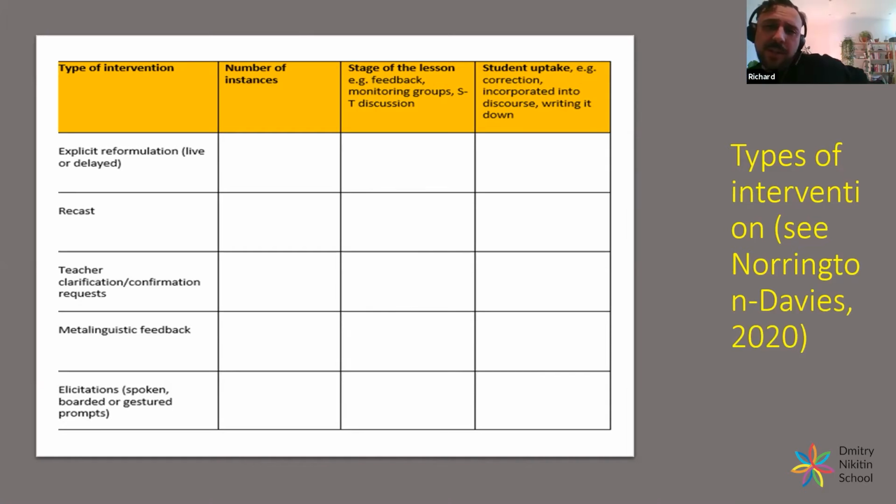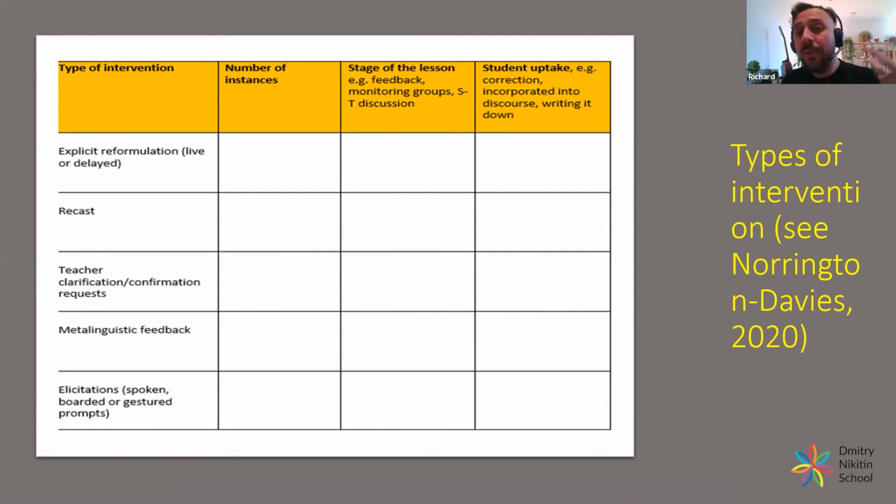A recast in Danny Norrington-Davies' typology, or taxonomy rather, and Nick Andon's, can mean different things in different literature. But what we mean by a recast is, for example, when the learner says to you, okay, who can help me out here? I'm going to make an error. Can you just say what a recast is? Anyone? So, I goed there yesterday.